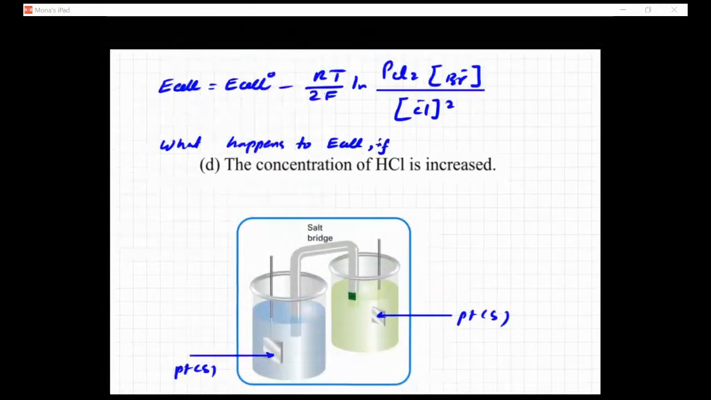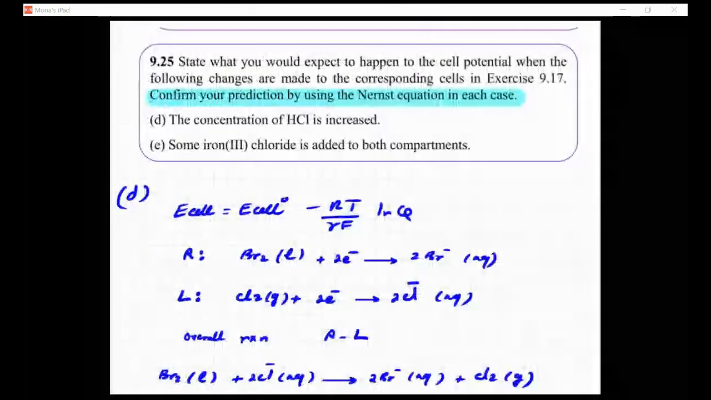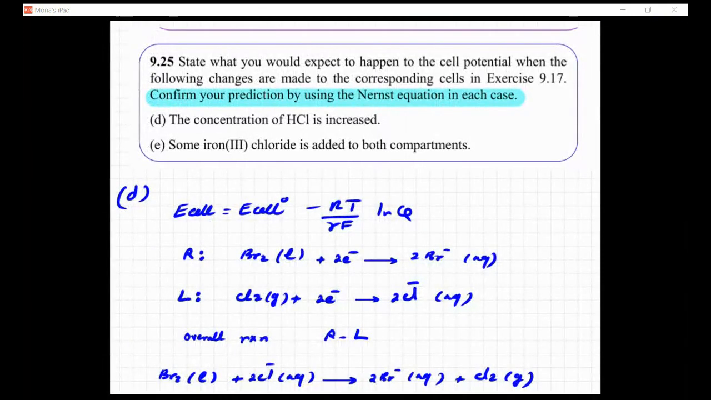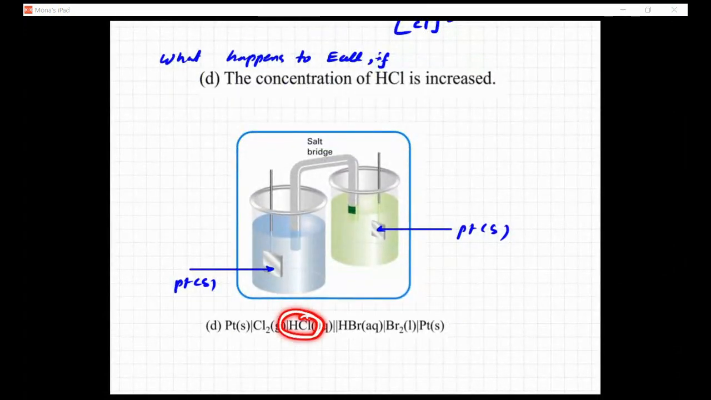Now what else do we have? In the cell here, I have two sides. I have the left hand side and the right hand side. On the left hand side, you could see that I have Cl minus. It means it is actually HCl. You can see that I have HCl. So I will write here, of course, this is left, this is right.